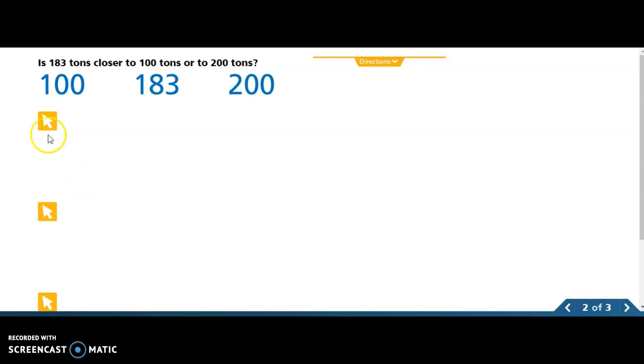What about if we saw it on a number line? Now, is 183 closer to 100 tons, or is it closer to 200 tons? If you said it's closer to 200 tons, that is correct. 183 rounded to the nearest 100 is 200. You can say blue whales weighed about 200 tons.